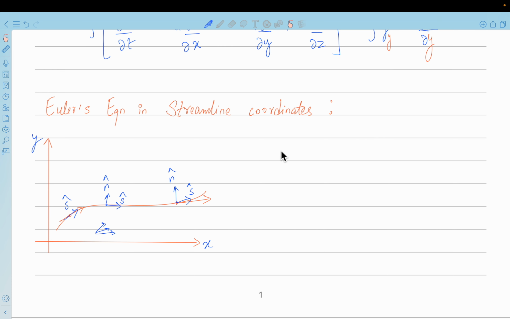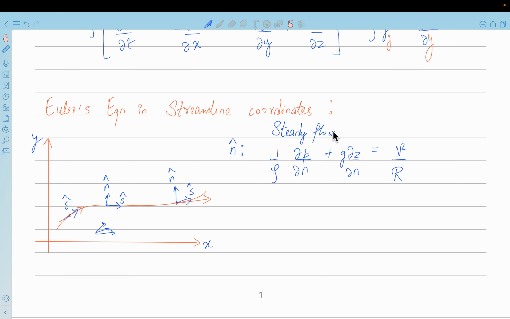Okay, so 1 by rho, this is something you would have seen already in the lectures, I'm not going to derive this. So first I'm writing in the n cap direction. So 1 by rho dou p by dou n plus g dou z by dou n is equal to v square by r. Okay, so this is the Euler's equation, which is normal to the streamline and also for a steady flow.